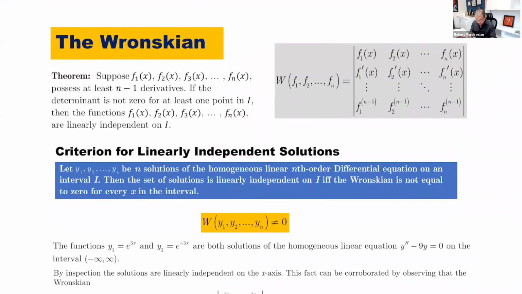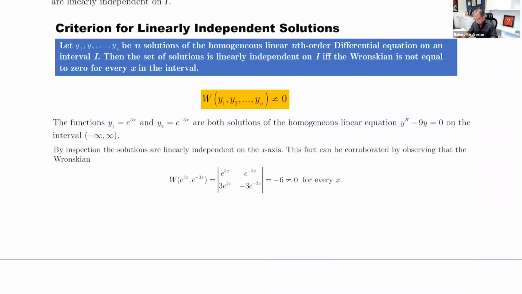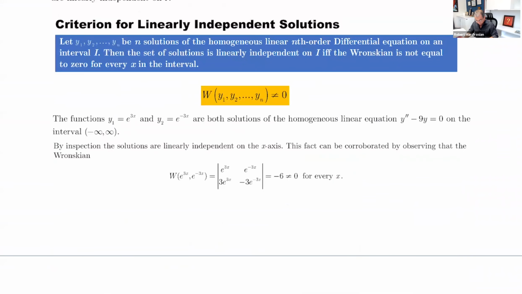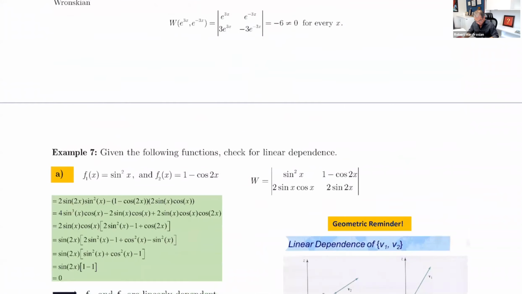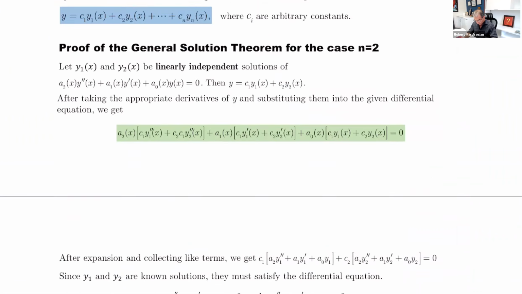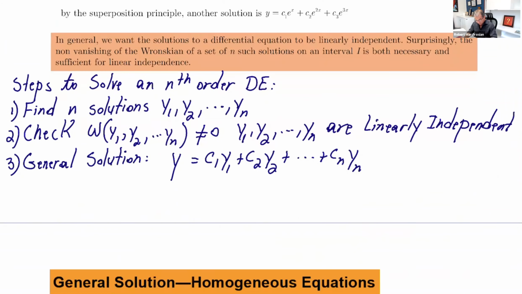Again, to check that, you have to do the Wronskian of the solution set. And if that's not equal to 0, then you can say they're linearly independent. So that's the general solution. If I go over an example, that's going to make a lot of sense. So you can read these notes. And let's start from here.